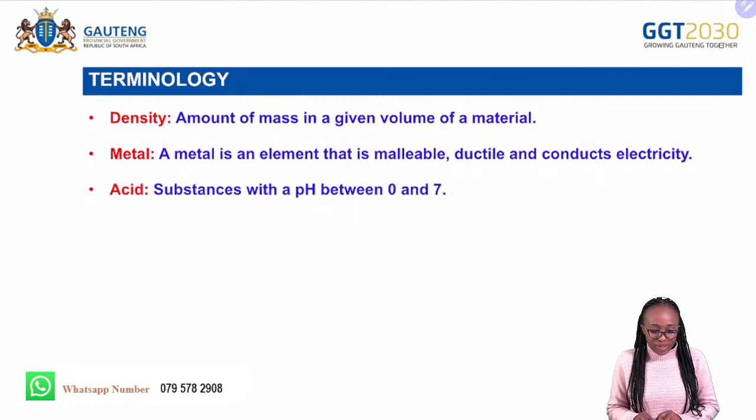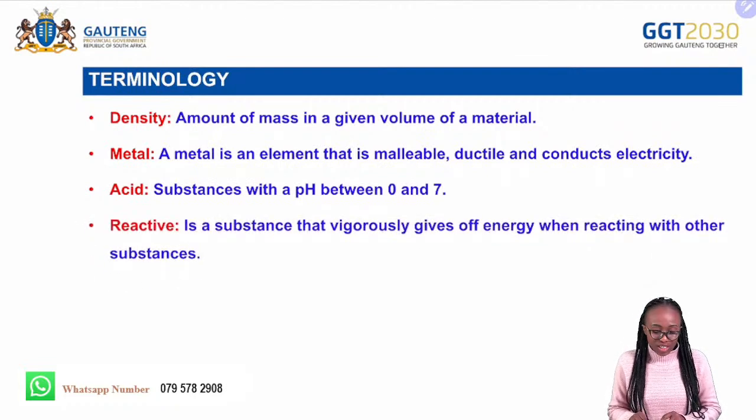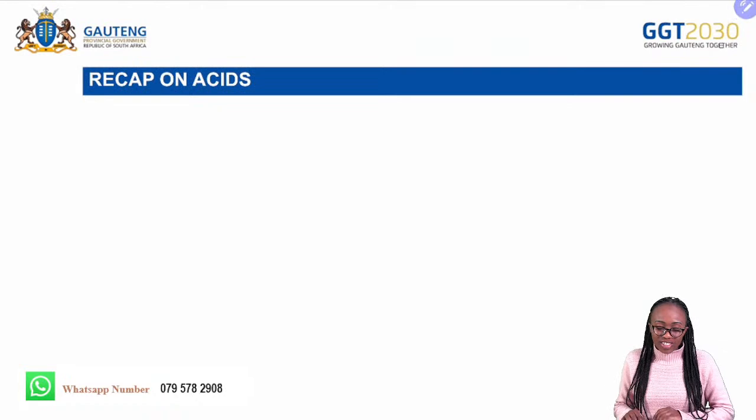The third term is acid. Do you remember what an acid is? These are substances whose pH ranges between 0 and 7. And then the last term, which is reactive. A reactive substance is one that vigorously gives off energy when reacting with other substances. It readily reacts with other substances. So those are the 4 terms that we have in today's lesson. Let's move on to the next slide.